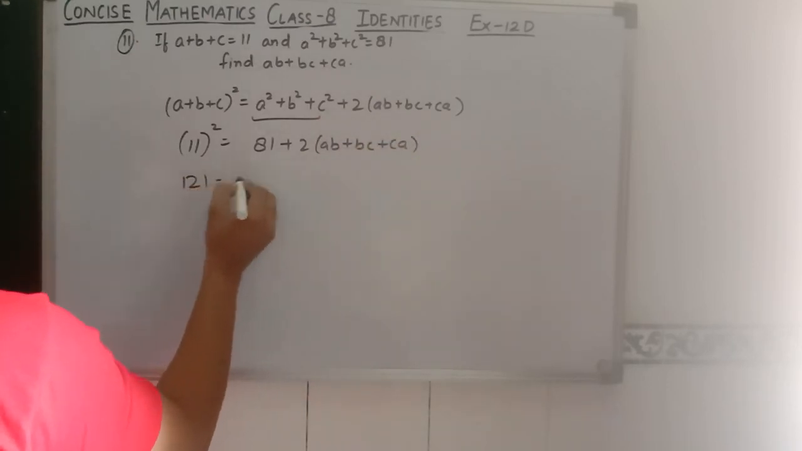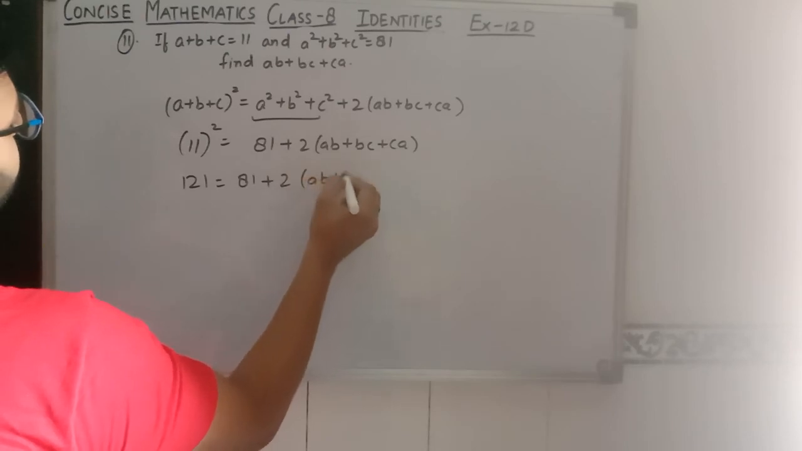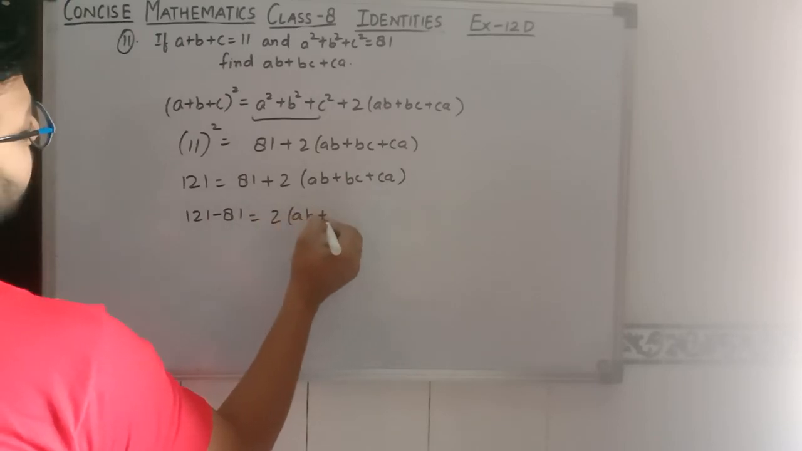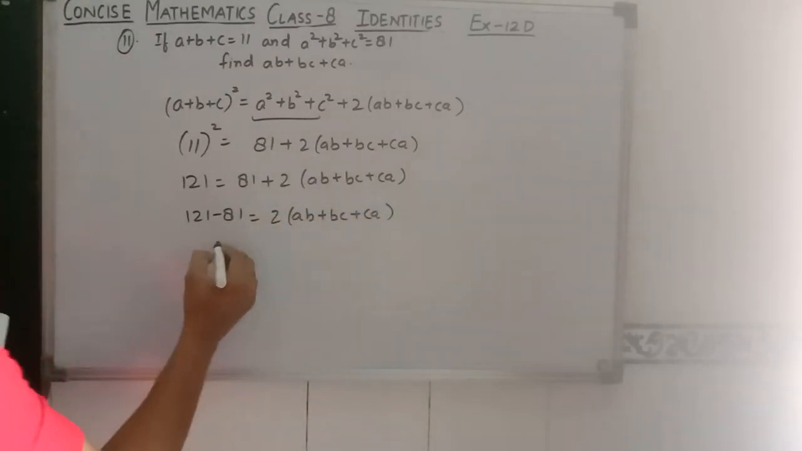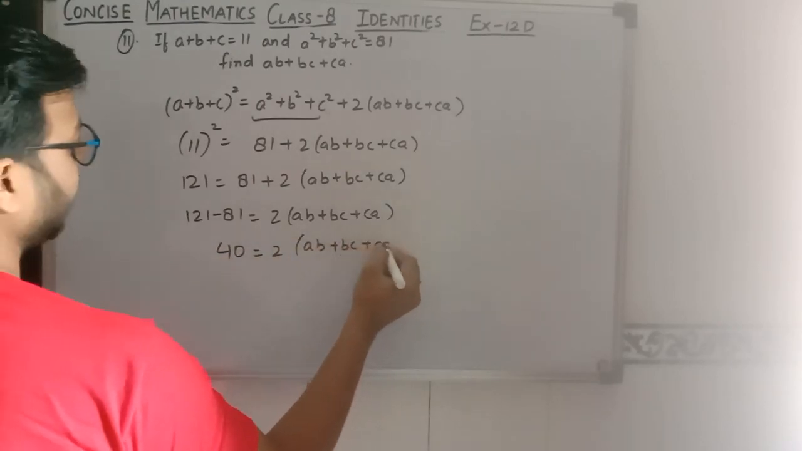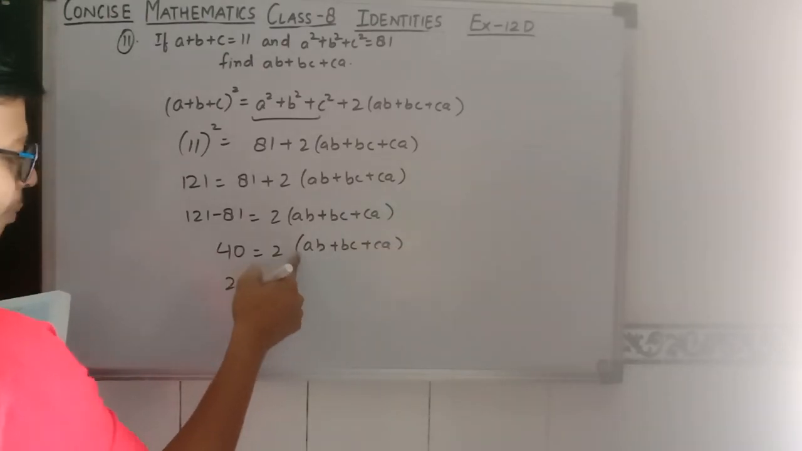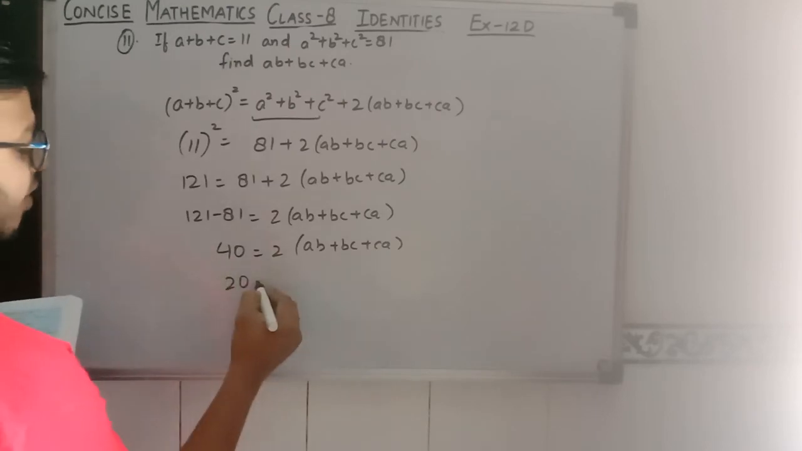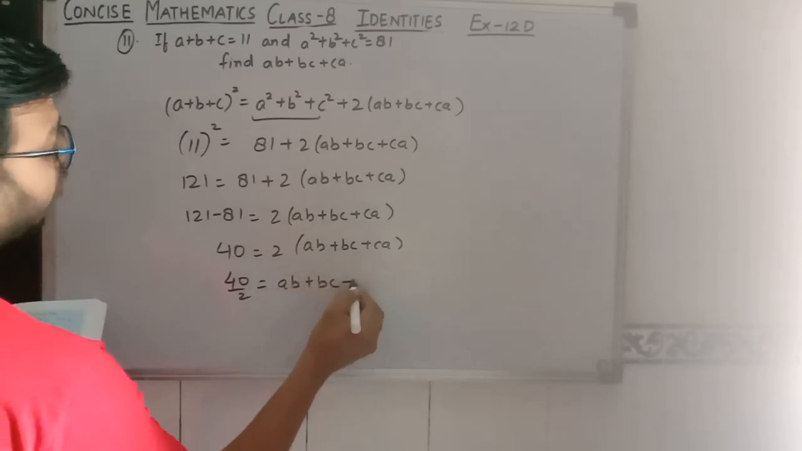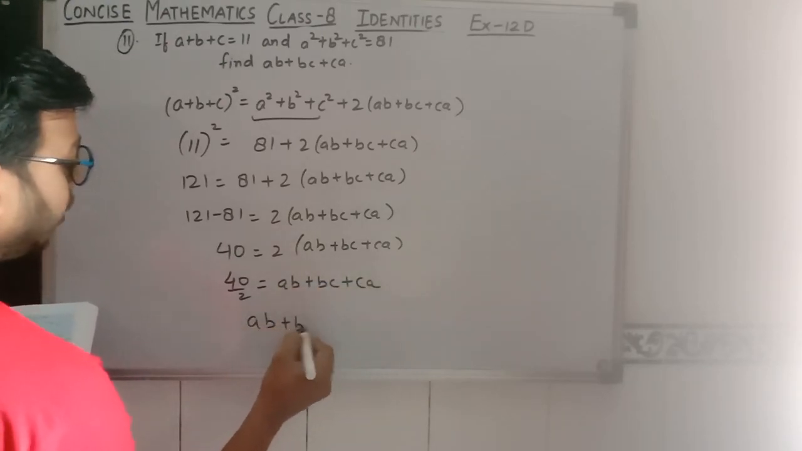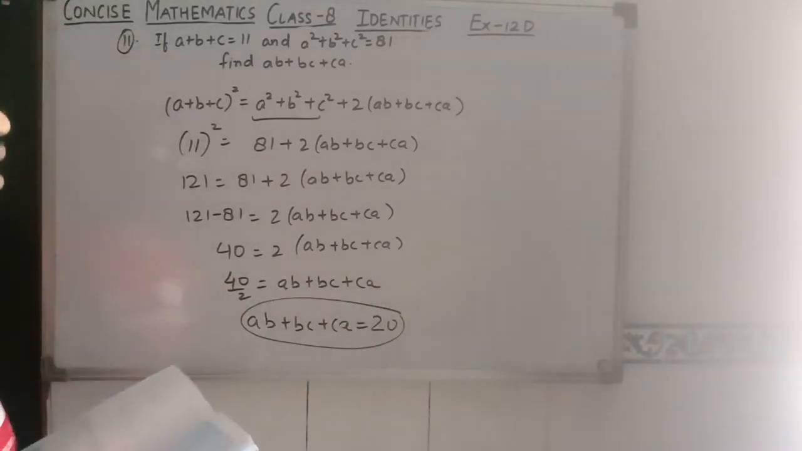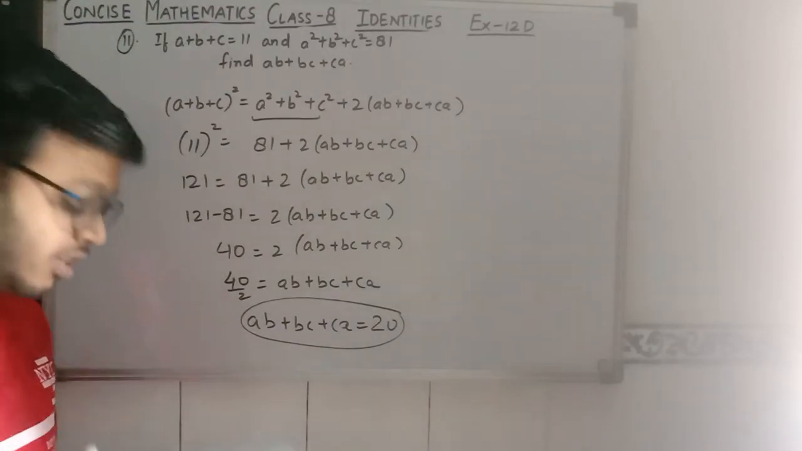Now 11 square is 121 is equal to 81 plus 2 times ab plus bc plus ca. Now 81 will be subtracted: 121 minus 81 will become 40 is equal to 2 times ab plus bc plus ca. Now because 2 is multiplying here, when 2 is transferred to the left hand side, it will become divide. So 40 upon 2 will become 20. Let's write it 40 by 2 so that there is no confusion. ab plus bc plus ca. So finally the value of ab plus bc plus ca will become 20. So this is the question number 11. So such questions can be solved like this.